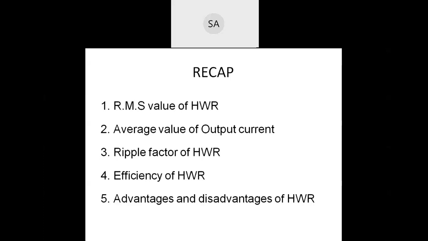And the efficiency of the half-wave rectifier is the ratio of the DC output power to the AC input power. That is, 40.6 percent is the efficiency of the half-wave rectifier. And we also discussed the advantages and disadvantages.